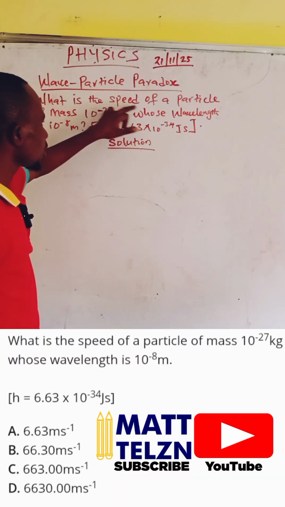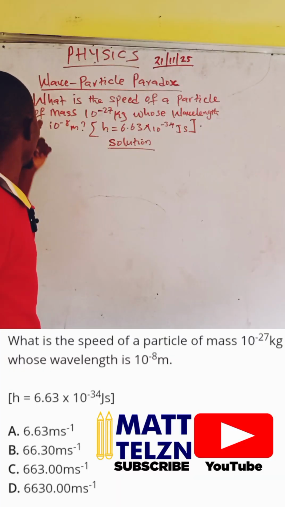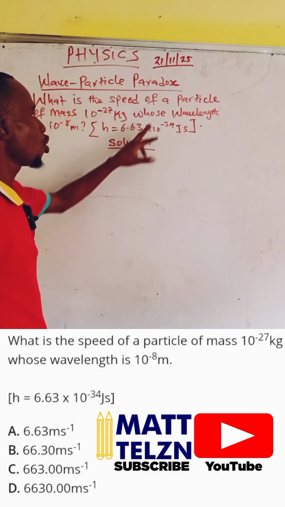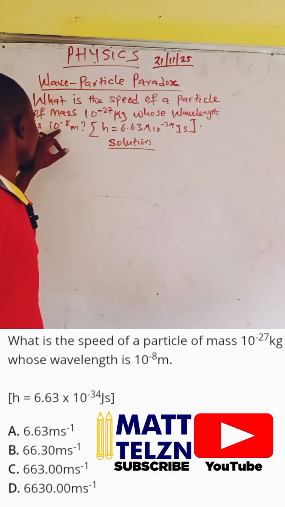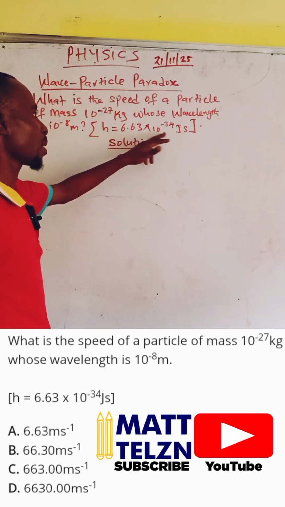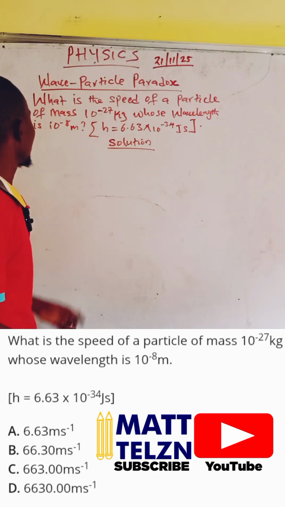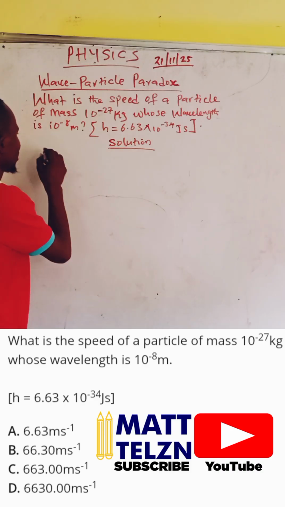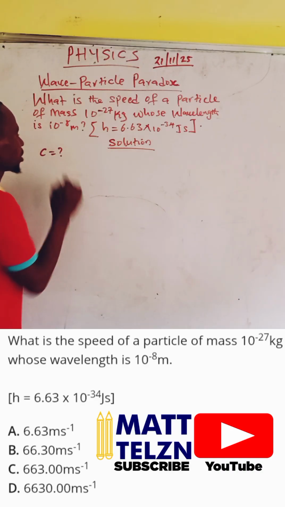What is the speed of a particle of mass 10 raised to the power of minus 27 kilogram whose wavelength is 10 raised to the power of minus 8 meters? H, which is our Planck constant, is given as this, right? They ask us what is the speed, which is c. This is what they ask us, c, right?